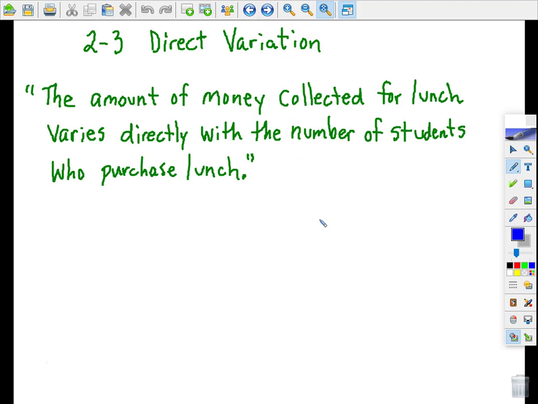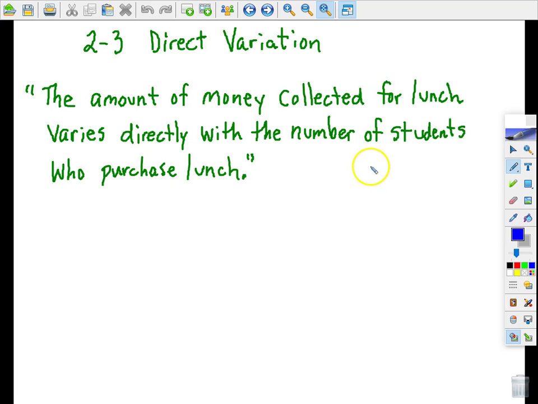I worked through this with the class just as a way to get them thinking about how direct variation could be applied to a real life situation. And we have the upper school cafeteria who sells lunches each day for $5 for the lunches that our cafeteria actually makes. We're not talking about the ones that are catered in or we're buying from vendors. So we could very easily come up with a function that represents the amount of money collected, and hopefully you can see that that really depends. The amount of money that we collect is going to depend on how many students eat lunch.